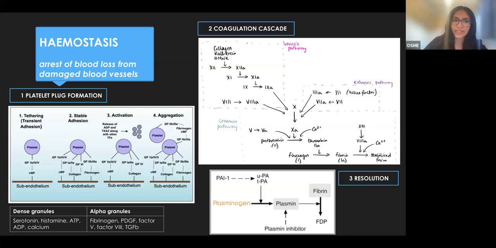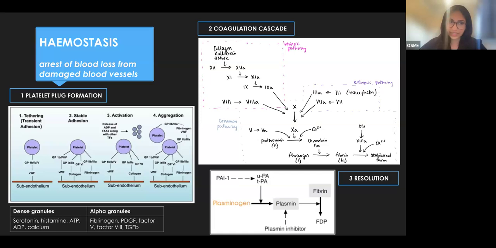So the first stage of hemostasis is the formation of a platelet plug. So we have physical damage to the endothelium, which exposes subendothelial molecules like collagen. So collagen binds glycoprotein 1A on the platelet, and von Willebrand factor, which is expressed in endothelial cells, bridges the collagen and glycoprotein 1B.